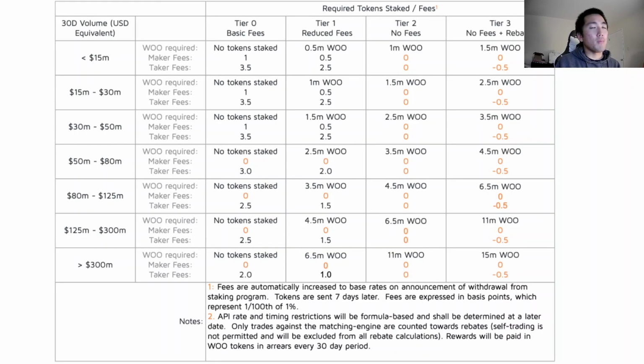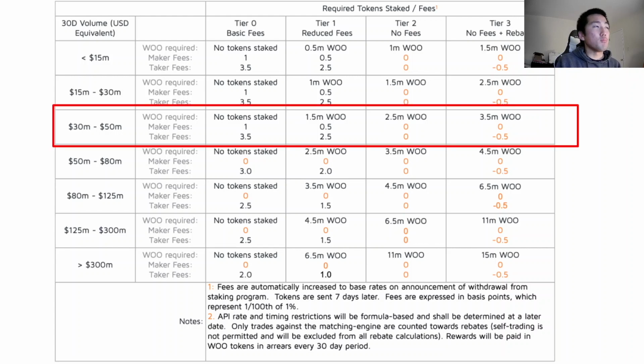And this chart might seem confusing, but don't worry. Essentially, this means that for institutions, like high frequency traders, quant firms, and market makers, the more Woo that you buy and stake, the better rates you get. So for example, let's say you're a firm doing roughly $40 million in daily volume. If you stake no tokens, then you pay 1% maker fee or 3.5% taker fee. But if you buy and stake 2.5 million Woo tokens, all the swaps are free, right?